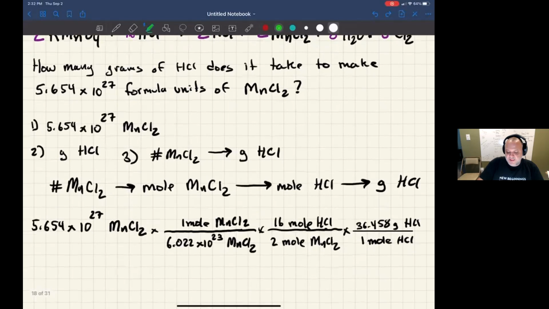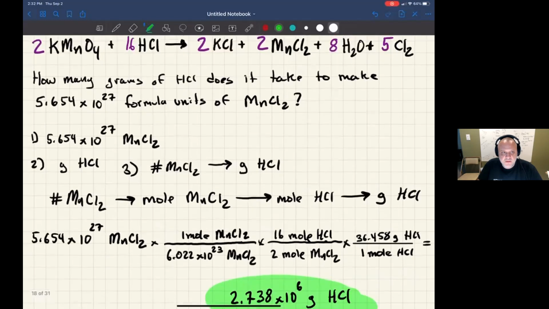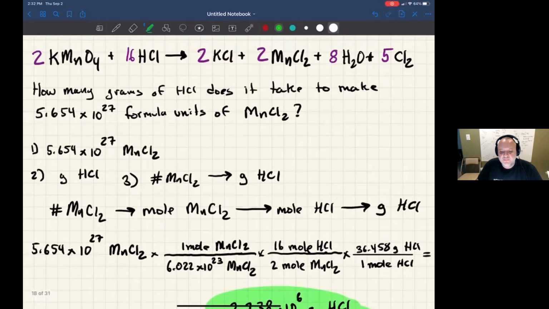Okay, putting it into my calculator, I get 2.738 times 10 to the 6th grams of HCl. So it takes about 2.738 million grams of HCl to produce 5.654 times 10 to the 27th formula units of manganese chloride based on this chemical reaction. Okay, that's it.